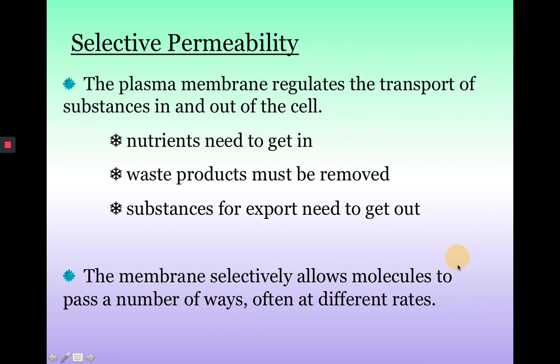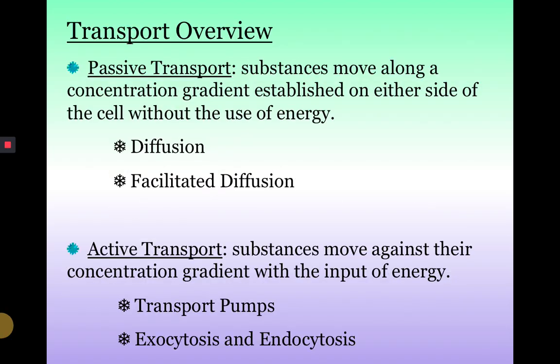Selective permeability. The plasma membrane regulates the transport of substances in and out of the cell, right? The nutrients need to get in. Waste products must be removed. Substances for export need to get out, okay? So we need to make sure things can move through the cell. Some things can easily move through the membrane. Other things cannot. The membrane selectively allows molecules to pass a number of ways, often at different rates.